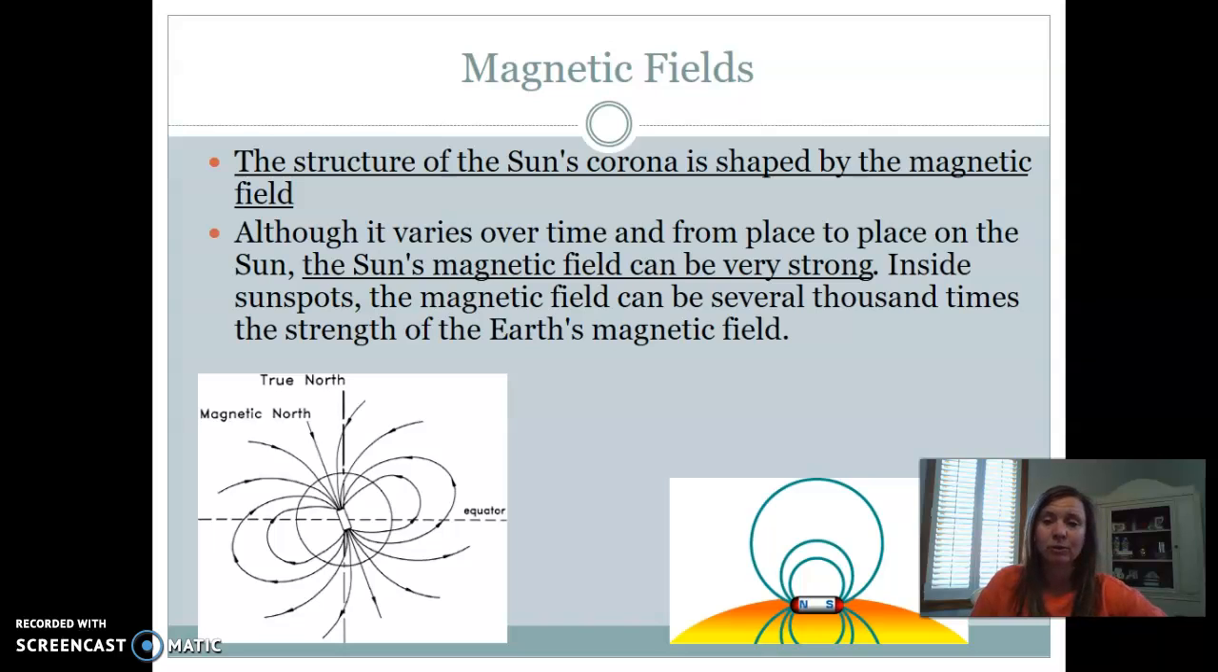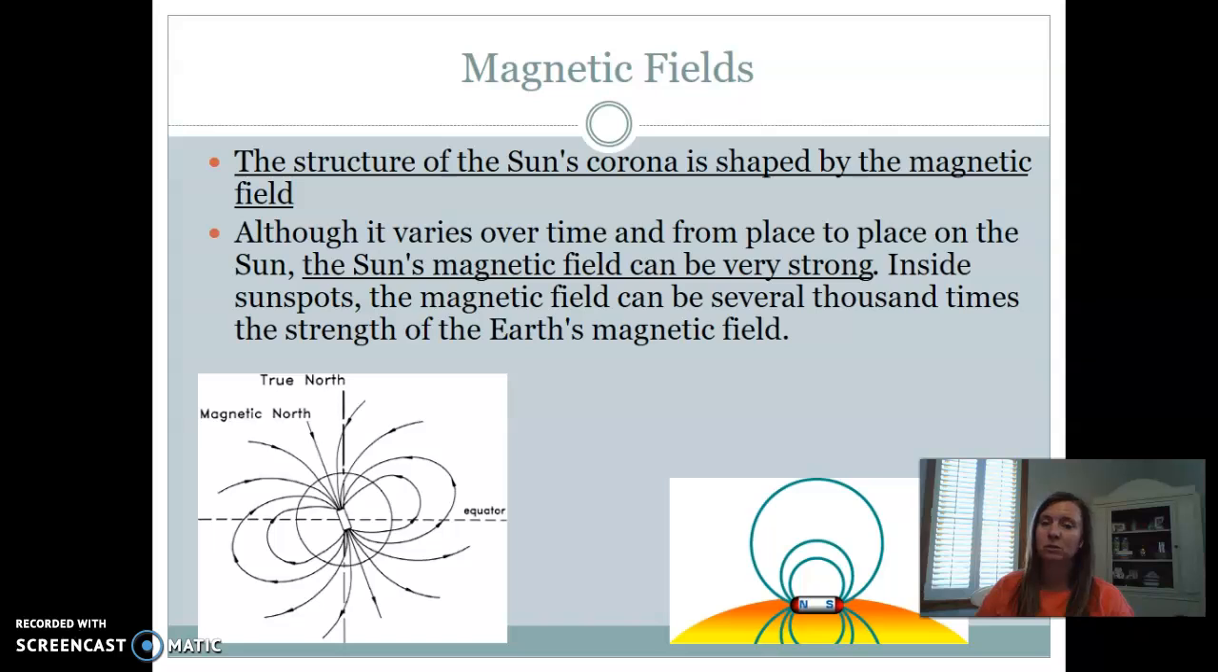The sun's magnetic fields are very strong and are generated in that convection zone, and they are associated with sunspots. The structure of the sun's corona is shaped by its magnetic field. Remember, the corona is that outermost wispy part, and the sun's magnetic field can vary in strength. That has to do with how active the sun is going to be. The sun goes through two different types of periods, solar maximum and solar minimum, which is about a 22 to 25 year cycle.